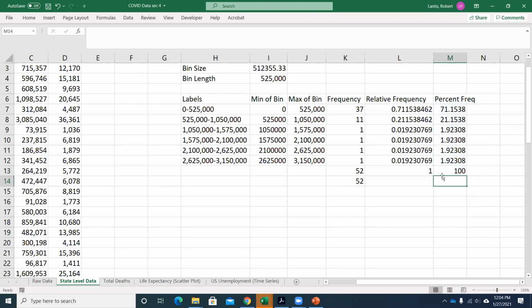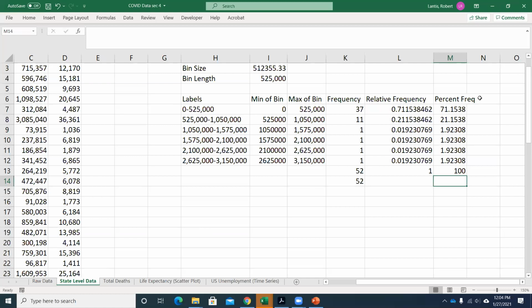Now, if you ever get to this point, you don't have to do this, but it's a good check to make sure that I've done things correctly, right? If I get anything other than 1 or 100 here, I know I might have made a mistake, okay? So that's just a good way to check to make sure what you're doing is correct, given what we know about what these should add up to.